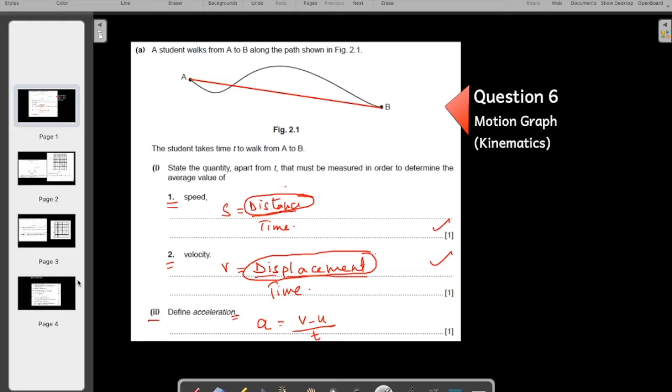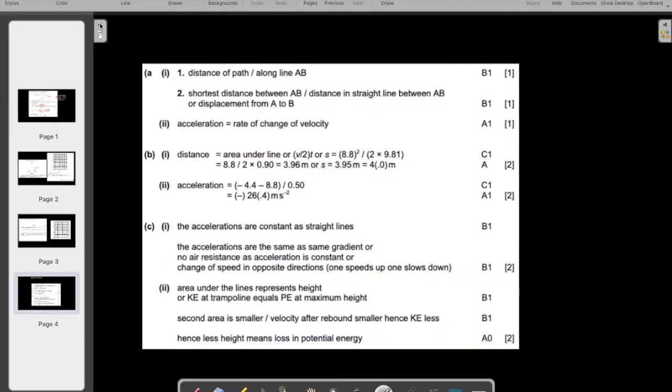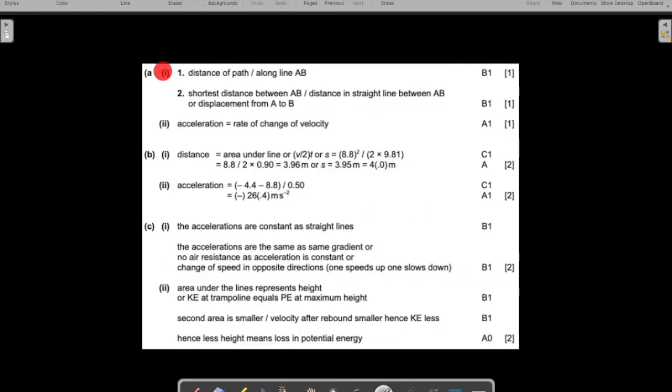Let us tally with the mark scheme. I'll show you the mark scheme as well. Please look at the mark scheme, pause the video and understand how these questions are answered, because these are the kind of questions which get repeated year after year. So you should know how to define acceleration, how to define speed, how to define displacement, how to define velocity. Alright, pause the screen, go through these 2 points and understand them well.